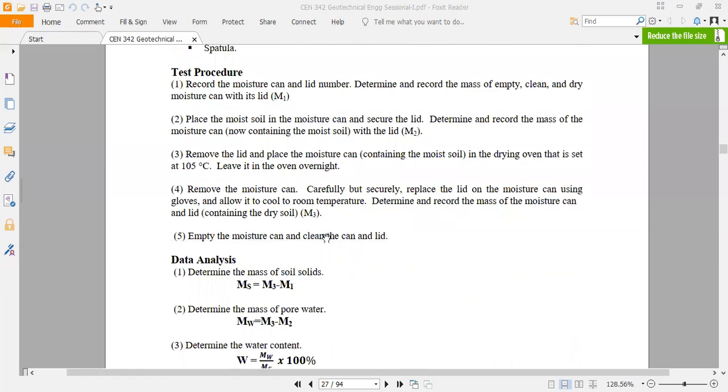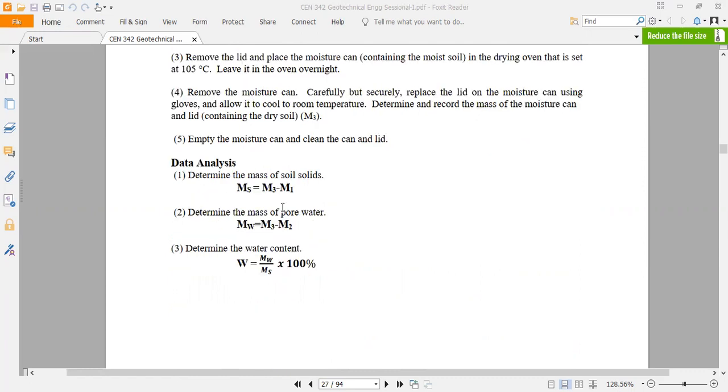Empty the moisture can and clean the can and lid. Now we have to clean the can and the lid. So we will throw away the soil sample. We don't need it now. We already have measured the weight, and that is sufficient for this test. So gradually we will determine the water content or moisture content.